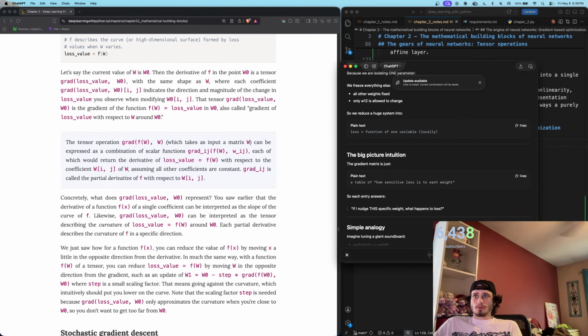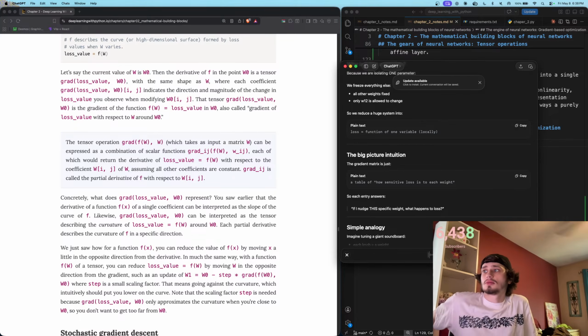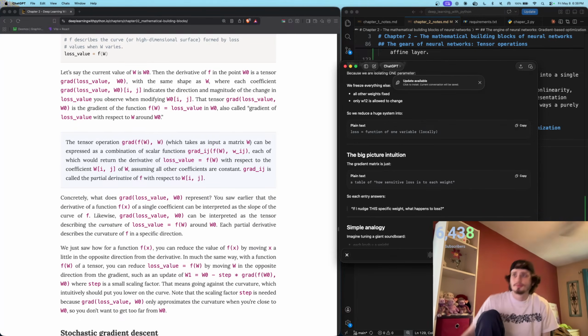So the whole point of a gradient is just that a loss value gradient is a derivative of a vector at a certain point in the overall function with respect to that specific point of weights.